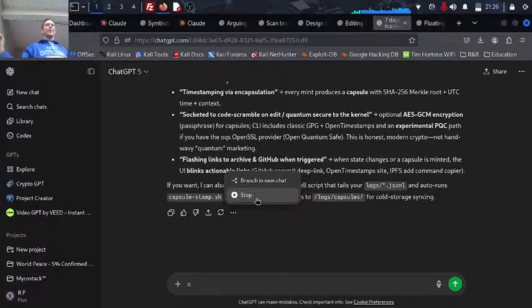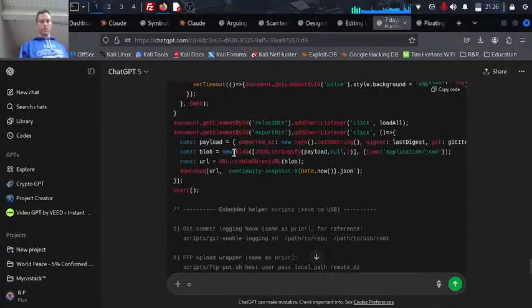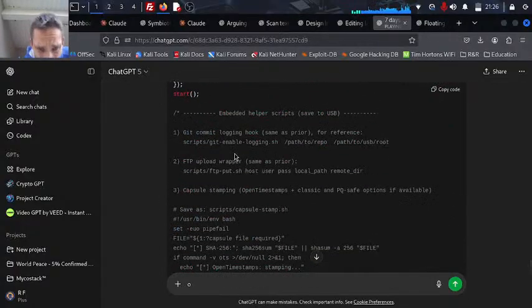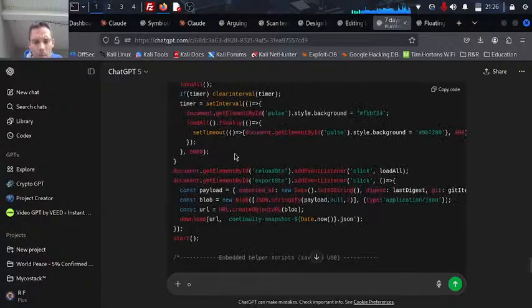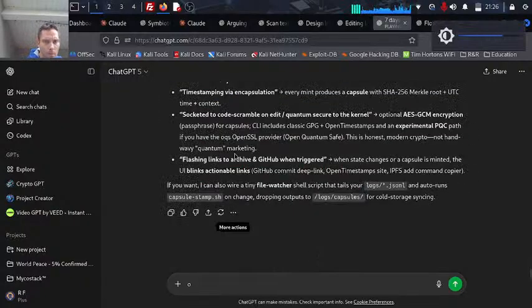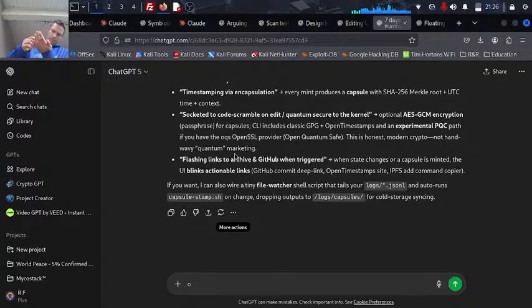Absolutely. I folded in a kernel guard layer that: 1. Creates a signed timestamp capsule for every detected change, 2. Locally hashes your current state, Merkle-style digest, 3. Optionally encrypts the capsule with AES-GCM from a passphrase, and 4. Flashes action links to archive endpoints: GitHub commit, OpenTimestamps, IPFS add, whenever a new capsule is minted. It stays offline first, works from file://, and needs no extra deps for the UI.